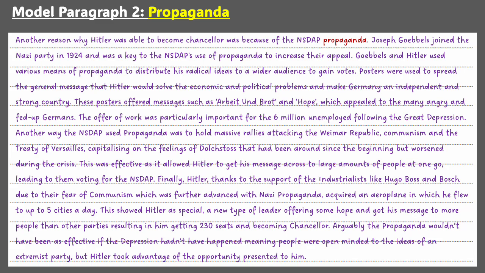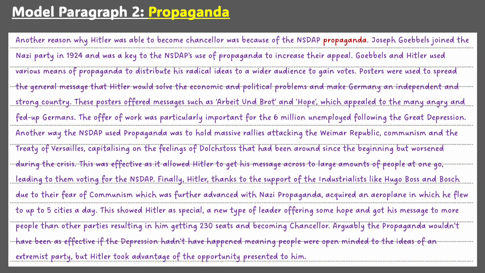"Joseph Goebbels joined the party in 1924 and was key to the NSDAP's use of propaganda to increase their appeal." Remember, we're not talking about brainwashing here, we're talking about appeal to get votes. "Goebbels and Hitler used various means of propaganda to distribute his radical ideas to a wider audience to gain votes. Posters were used to spread the general message that Hitler would solve the economic and political problems and make Germany an independent and strong country. These posters offered messages such as Arbeit und Brot and hope, which appealed to the many angry and fed up Germans. The offer of work was particularly important for the 6 million unemployed following the Great Depression." So there I'm just linking back to a little bit of what I've just said in the first paragraph.